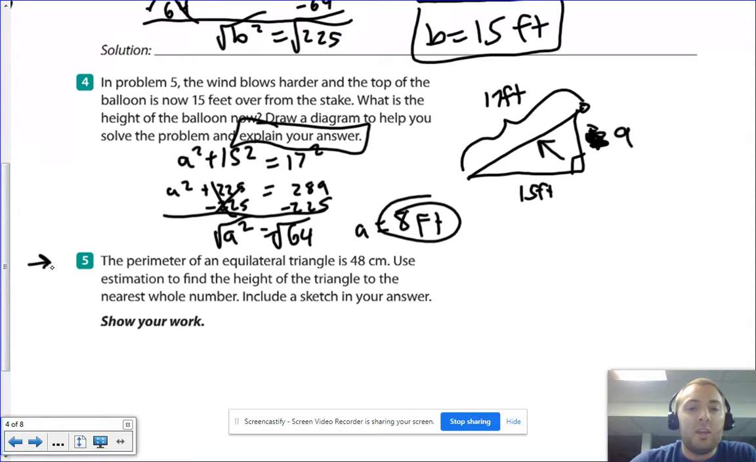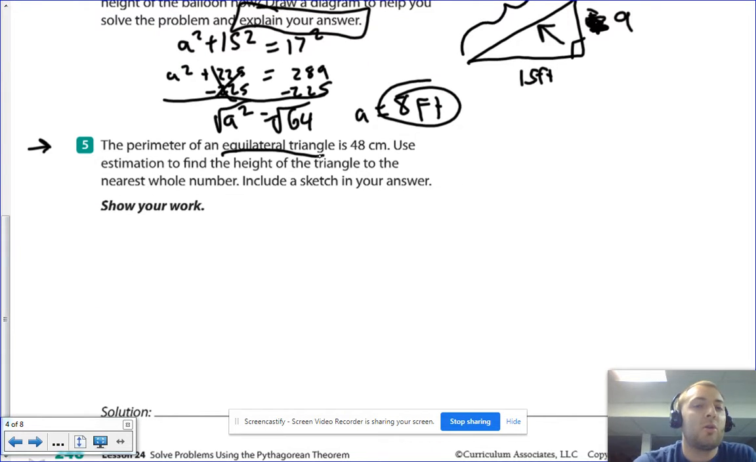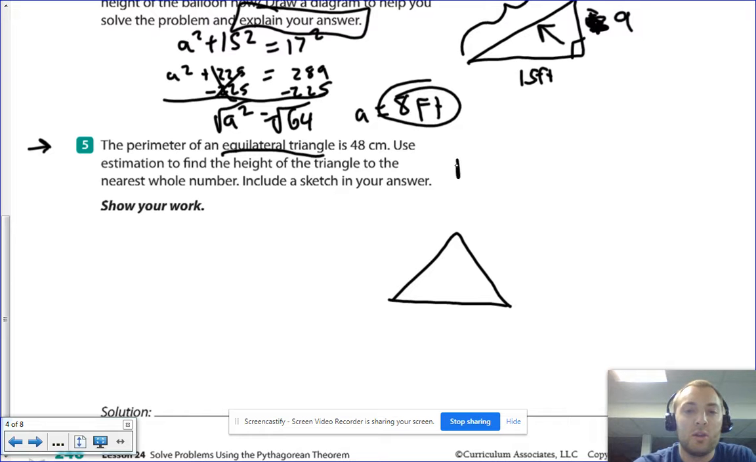All right, last one. The perimeter of an equilateral triangle is 48 centimeters. Use estimation to find the height of the triangle to the nearest whole number. Include a sketch of your answer. So just as a reminder, equilateral means they're all the same sides. So if you take a triangle, usually it looks like something like this. They're all the same sides. So if the perimeter is 48, there's 3 sides. You can take 48 divided by 3, and you get 16. That means each side length is 16 centimeters.